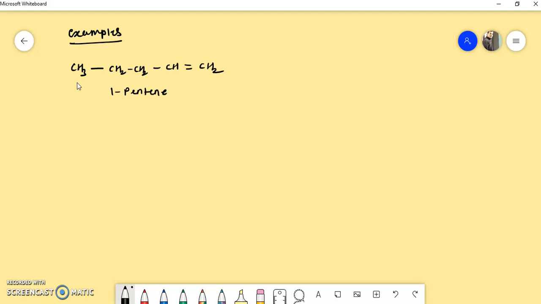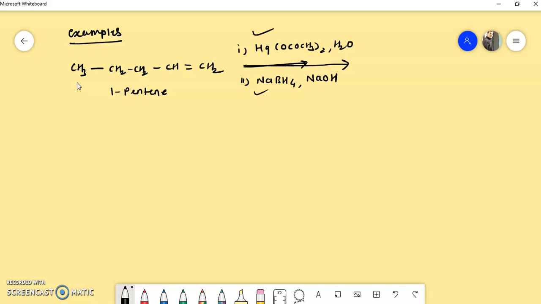Okay, so if we treat this alkene with Hg(OAc)2 taken twice and water, and in the second condition NaBH4 and NaOH. So these are the conditions for oxymercuration, these are the conditions for demercuration. So what will be the final product? Final product will be CH3 CH2 CH2 CH OH CH3.